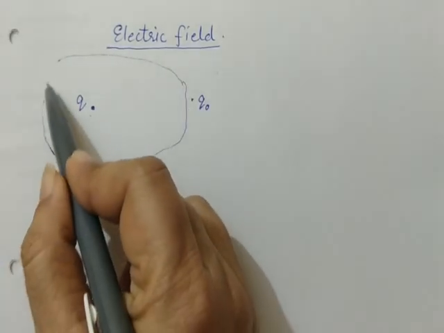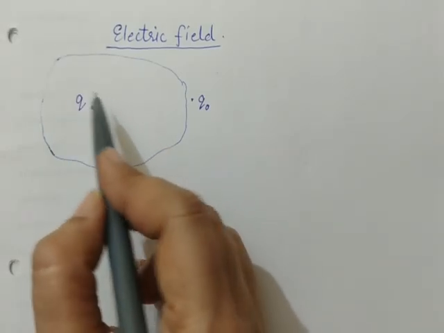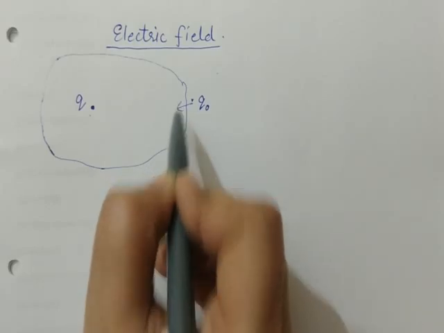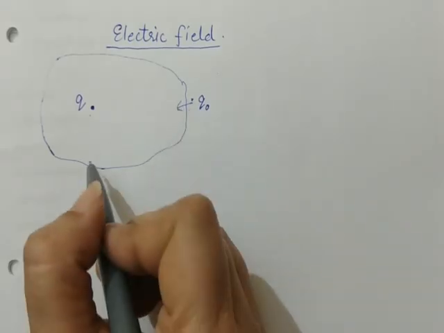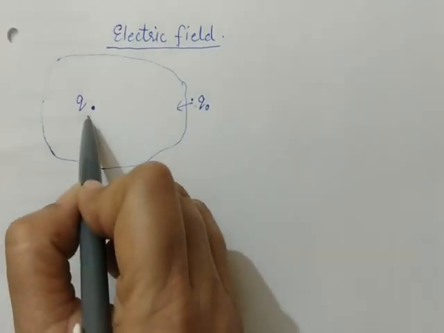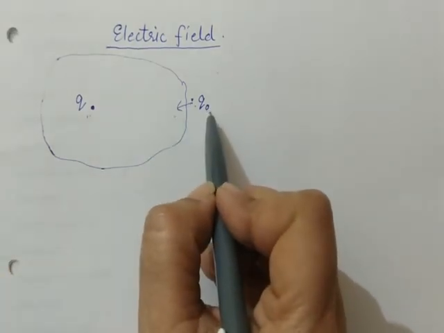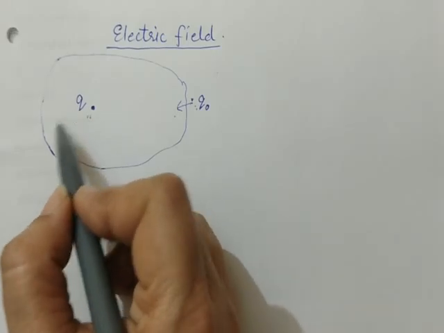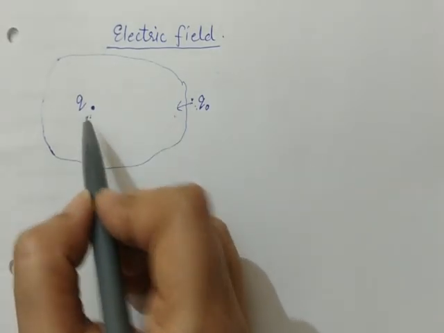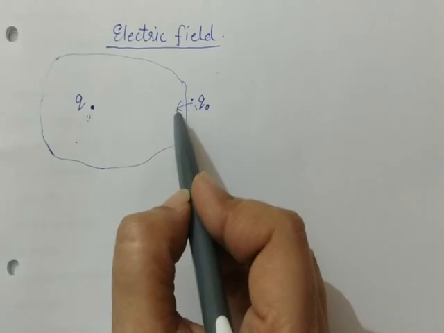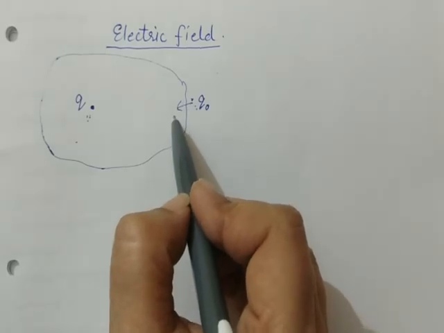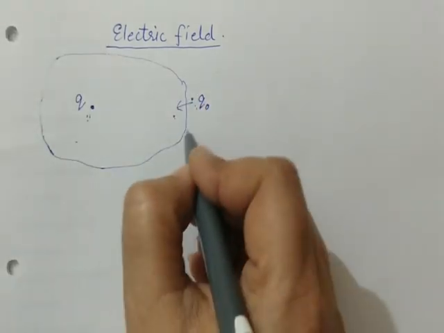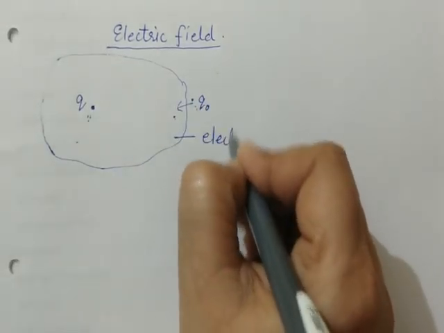that can be of any shape. If the charge is within the boundary, it will experience a force due to Q. If it is out of that boundary, it is not affected by the charge Q. So the area around charge Q, in which any other charge placed experiences the force due to Q, is called its electric field.